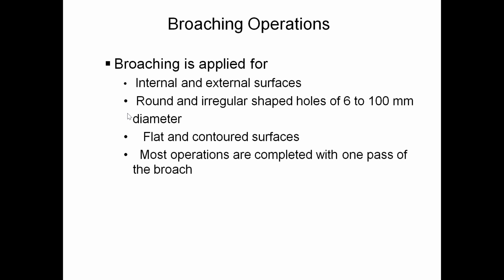Next, most operations are completed with one pass of the broach. By moving the broach tool one time, most of the operation will be completed. The workpiece will be completed from the starting point to the finishing point with the help of passing one stroke of the broach. So in a single stroke, the entire workpiece will be completed from the initial point to the final product.